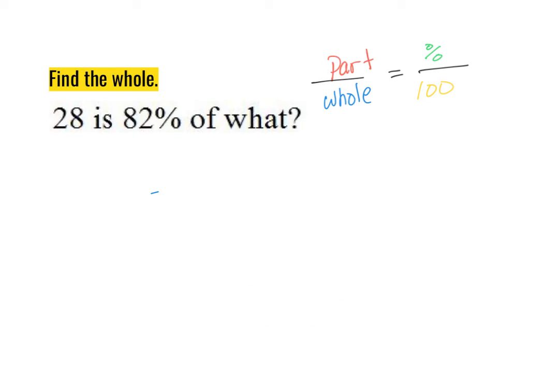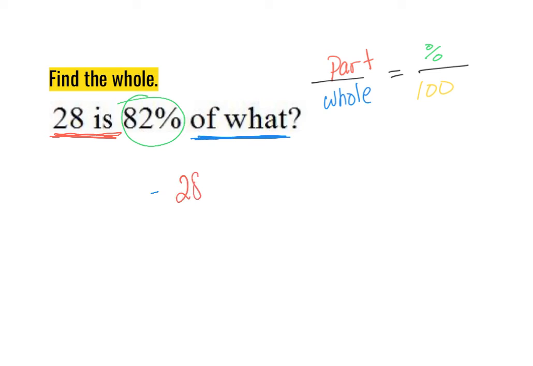In this example, I want to find the whole. So again, I'm going to use my part over whole equals a percent over 100. And then my keywords for part, "is." So 28 "is" would be my part. My keyword for whole is "of." And then my percentage. So now I'm going to fill in the information I know into my proportion.